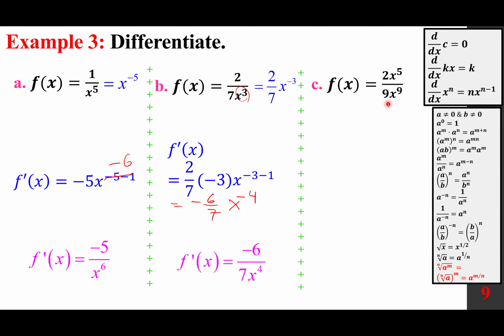What about this one? Again, we can't use the power rule on that yet. So we have to rewrite it in the following manner. If you look at this part, it's x to the power of 5 minus 9. So x to the power of -4, therefore it's 2 over 9, x to the power minus 4. And now it's ready for the power rule, everybody.